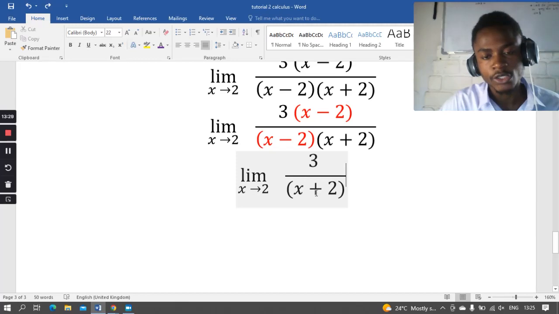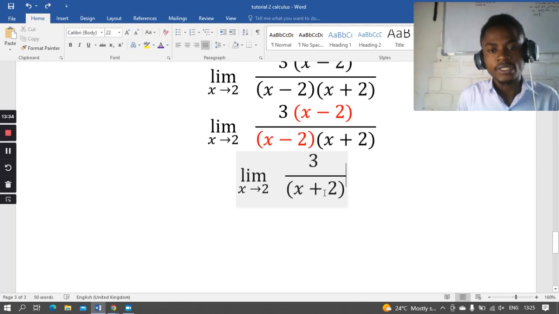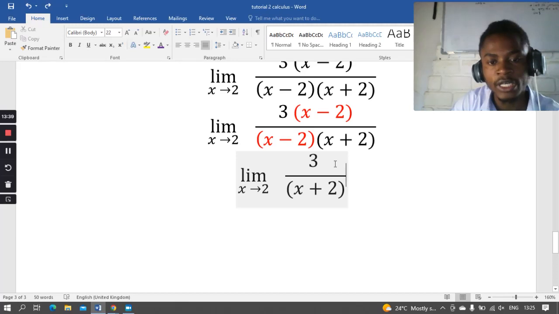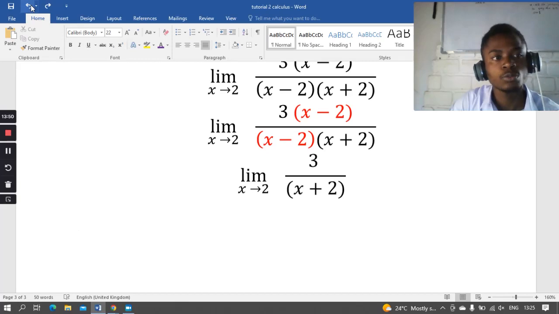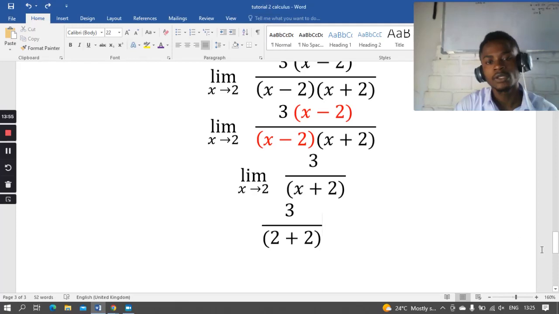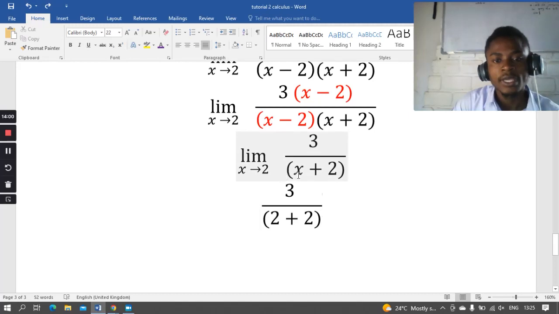If you look at this expression which has just been simplified, you're going to discover that if you plug in a 2 there, the denominator will not be equal to 0. So I'm going to put a 2 there, and the expression has become like that. Immediately you plug in a 2 there, the expression lim x approaches 2 has to disappear.